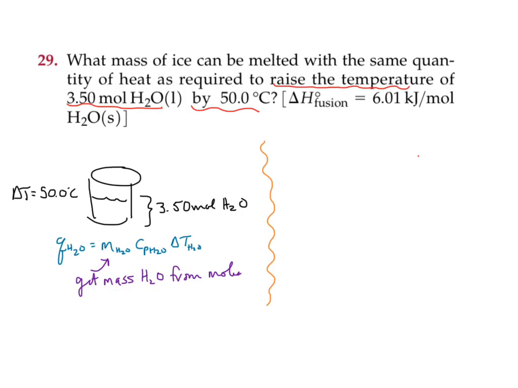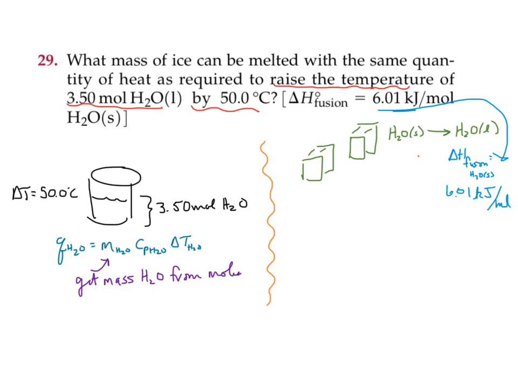Then if you go on to work the problem, okay, there's my little ice cubes. It says now the amount of energy needed to melt ice is 6.01 kilojoules per mole. That's the heat of fusion, right?